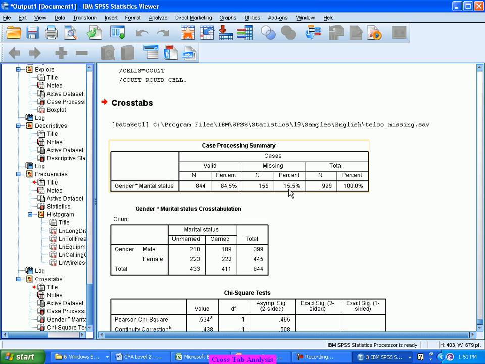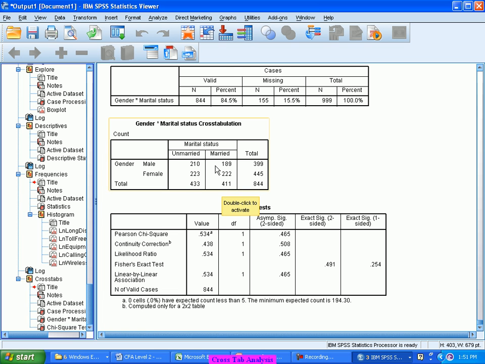So 15% of the cases are missing. Only 84% of the cases are existing. First thing. Now this is the distribution. So if I look at males, 399, females 445. Out of that, unmarried versus married, 210 and 189. Some proportion. And when it comes to females, 223 and 222.